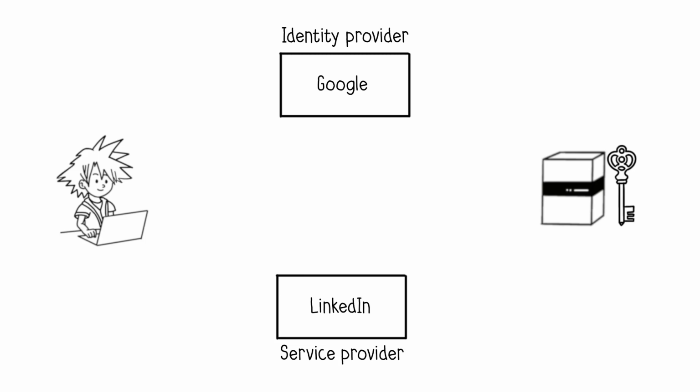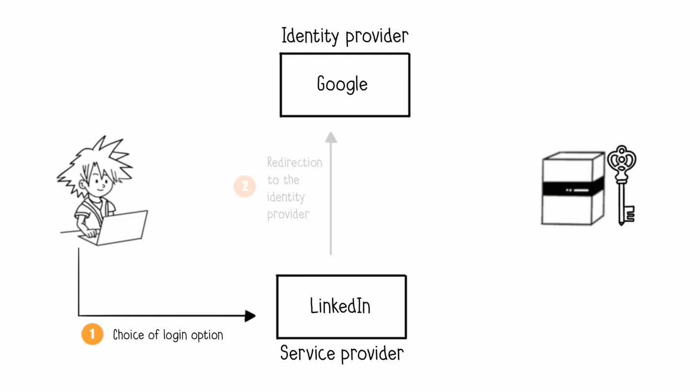To fully understand the SSO process, let's look at what happens if you want to access LinkedIn using your Google account. First, the user tries to access the service provider, here, LinkedIn. Applications that want to use SSO are set up as service providers. At this point, the user is presented with login options and selects Sign in with Google in this example. The service provider, LinkedIn, then redirects the user to the identity provider, here, Google, with an authentication request.